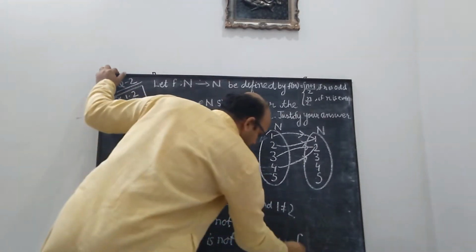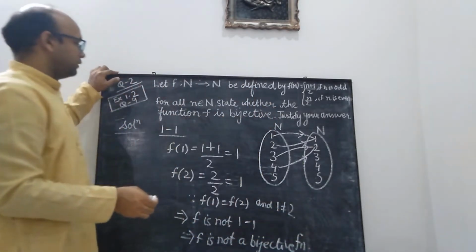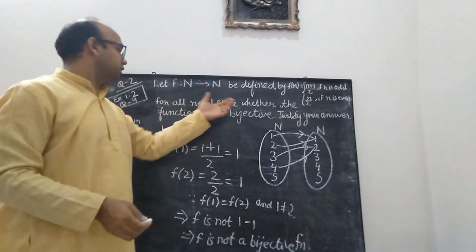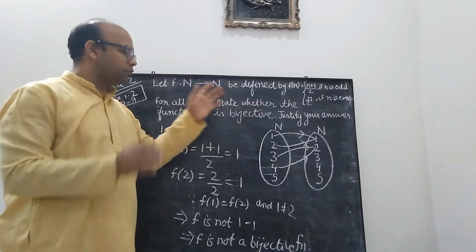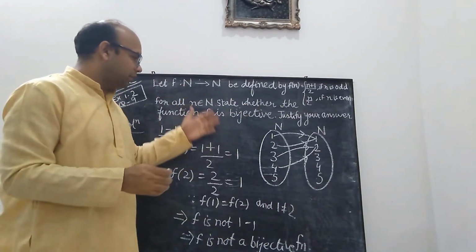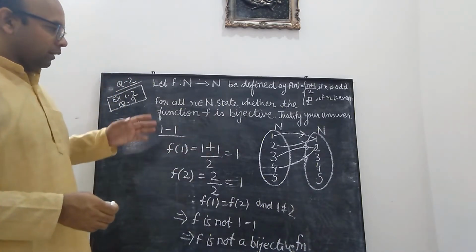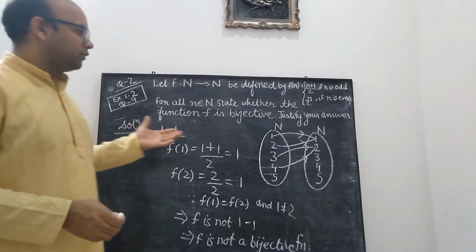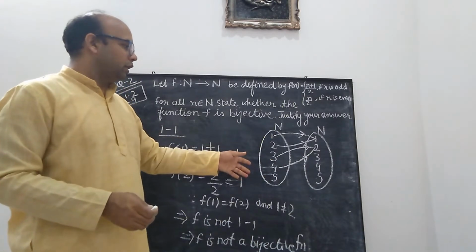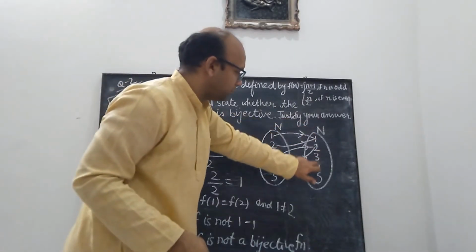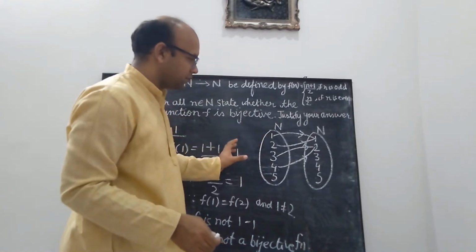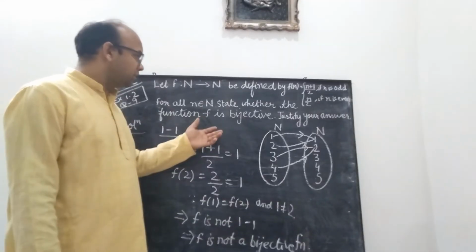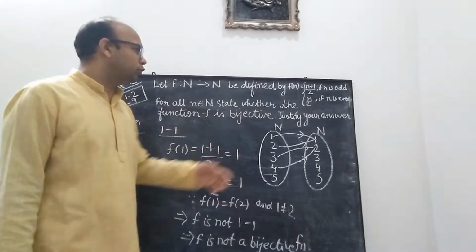Now, if the question says you have to check whether the function is one-to-one or onto, those things have to be dealt with separately. Sometimes you want to check whether the function is an onto function or not. We can see that all the elements of the codomain will have pre-images. So we simply see that the function is an onto function.